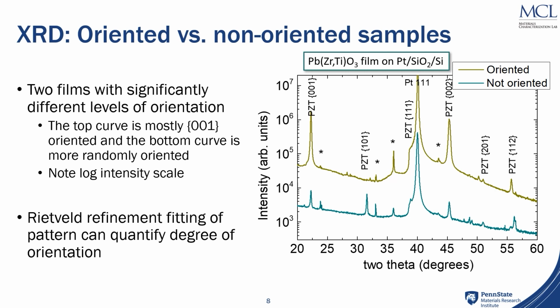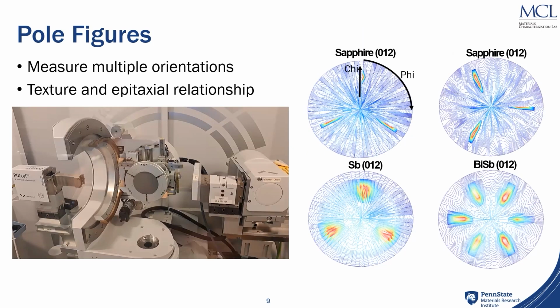So in order to analyze this, you can do things like Rietveld refinements, where you look at the relative intensities of these and work it back to a degree of orientation. Another way that you can look at orientation is to directly measure the distribution of where certain planes are in space. And so one way you can do this is by using pole figures.